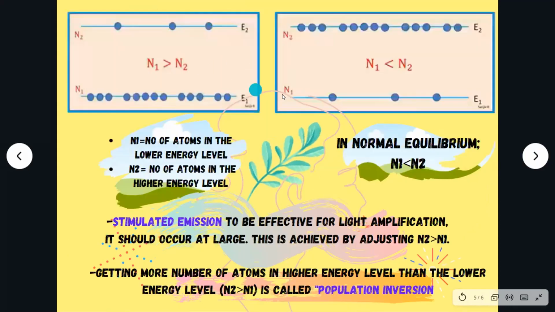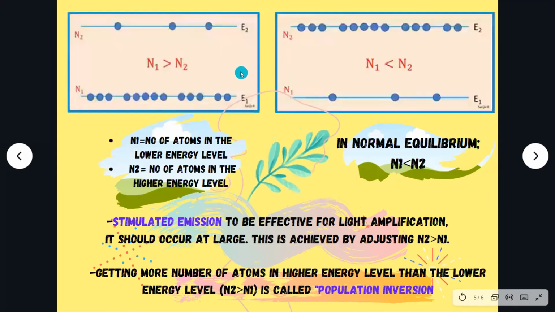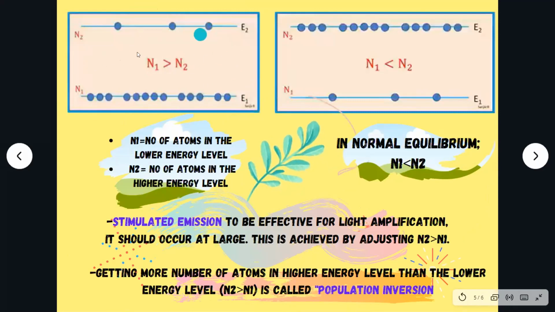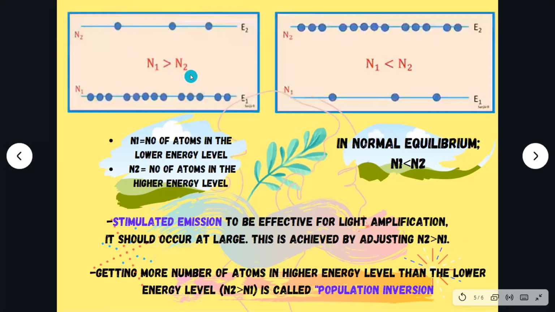Now let's move on to this diagram. If I say that N1 is the number of atoms in the lower energy level, and N2 is the number of atoms in the excited energy level, then at equilibrium, N1 will always be greater than N2, because all of the atoms will try to attain the minimum possible energy. So most of the atoms will be in the lower energy level. But light amplification can progress only if there is sufficient energy.